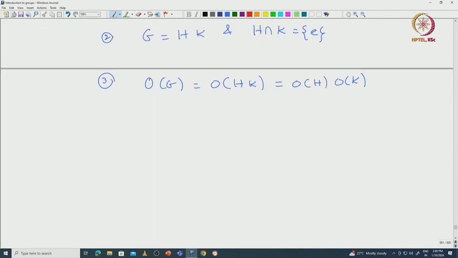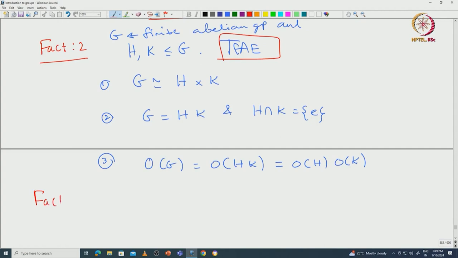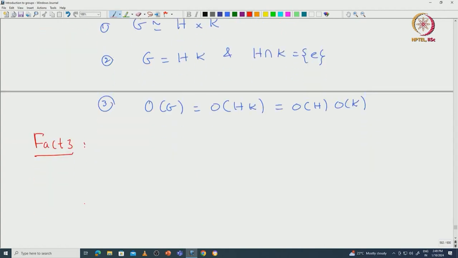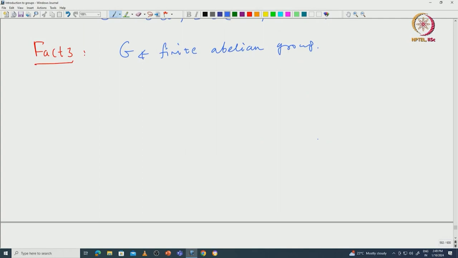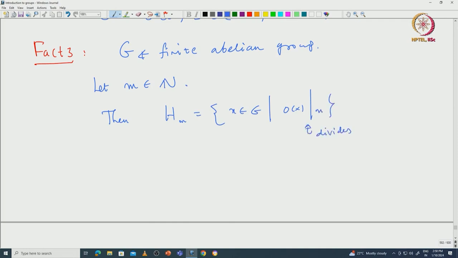So here is another important fact, which is again very easy to verify. This is fact 3. If you start with G being a finite abelian group, as I said, some of the statements are even true for general abelian groups or general groups, but I am not worried about that now. Let M be in N, and consider H_M, which is those elements x in G such that the order of x divides M. Then H_M must be a subgroup of G.